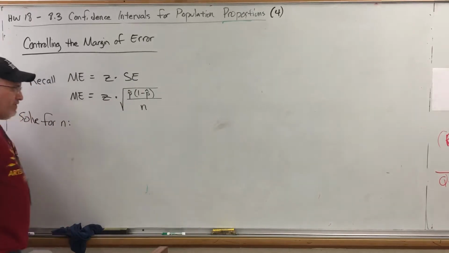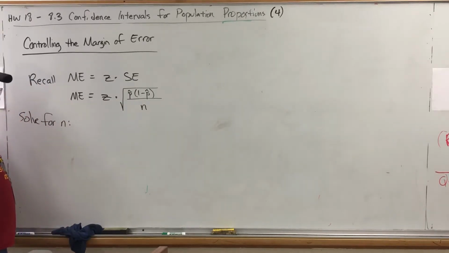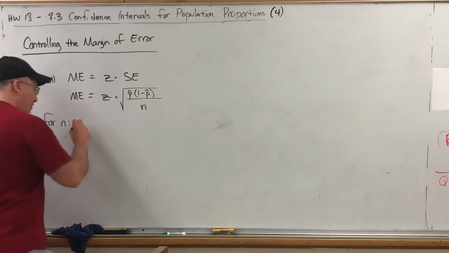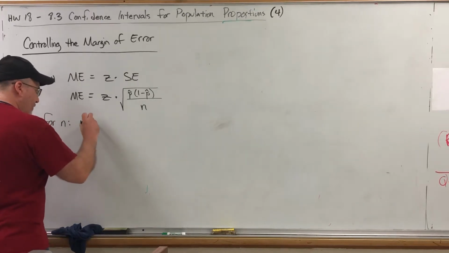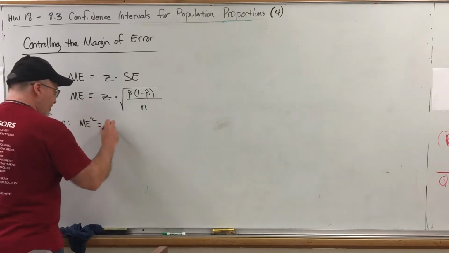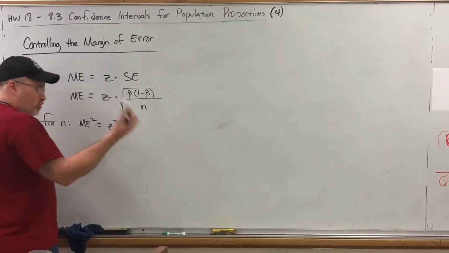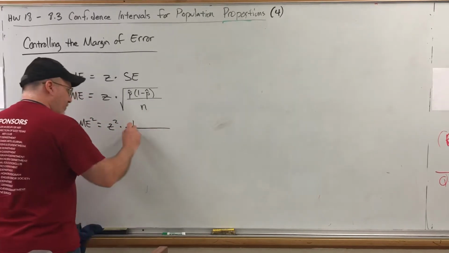If I want to solve for n, the first thing I need to do is get rid of the square root. So I'm going to square both sides. I'm going to square the margin of error. I'm going to square the z, and when I square the square root, it will get rid of the square root.